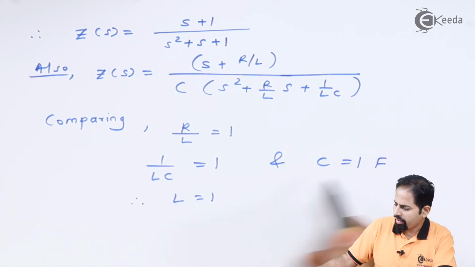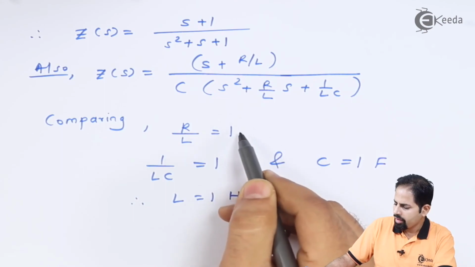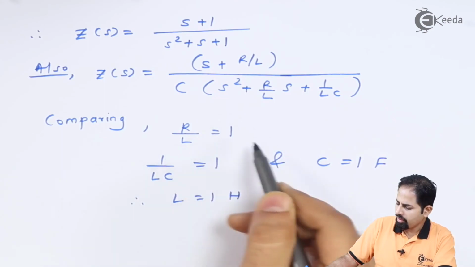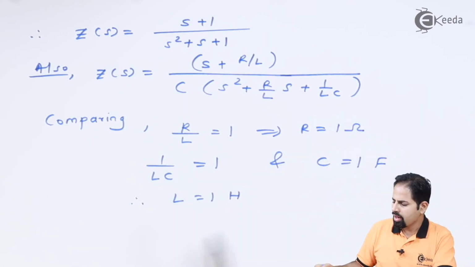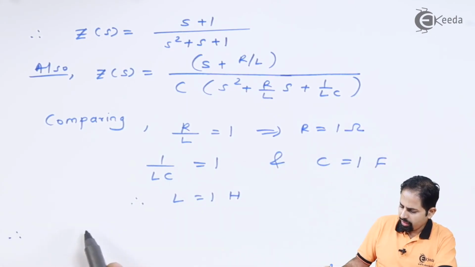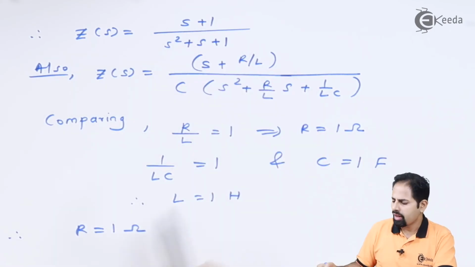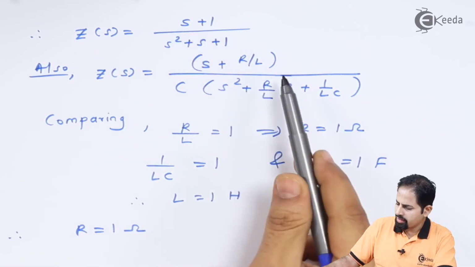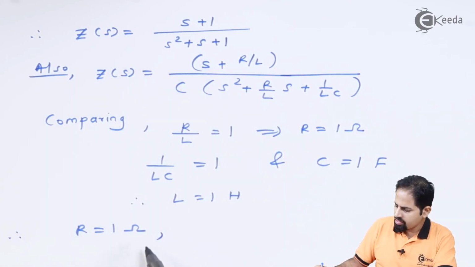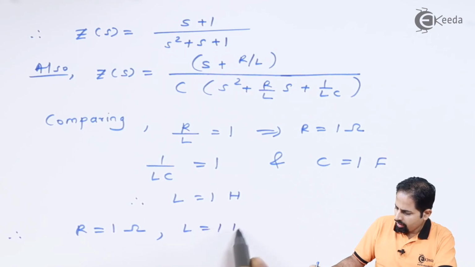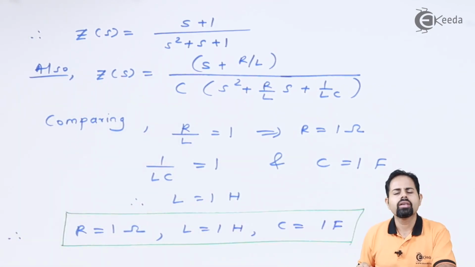So C is 1 farad, L is 1 Henry, and R by L, because L is 1, this indicates that R is also equal to 1 ohm. So we obtained all three. So we'll write them. I just compared it: R by L is 1, then 1 upon LC is 1, and C is 1. Just substituting the values, R is 1 ohm, L is 1 Henry, and C is 1 farad. And these are the desired circuit parameters which were required.